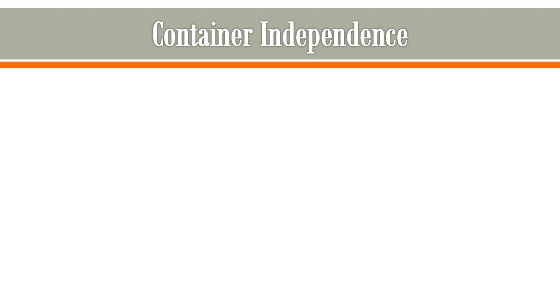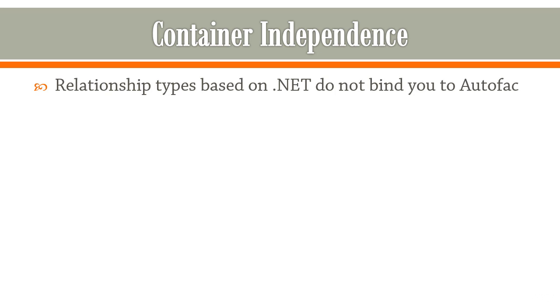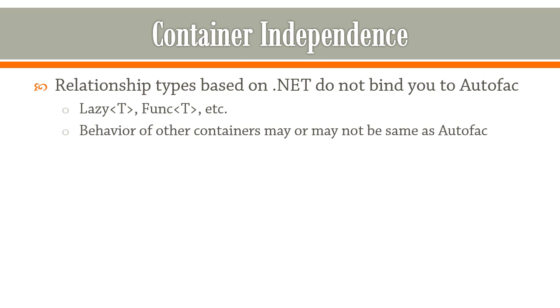All right, I just wanted to mention something with regards to container independence. I keep hammering this point in, and this is almost the last time that I'm going to mention it. The idea is that certain relationship types are based on .NET types, and they don't bind you to Autofac. So if you use things like Lazy<T> and Func<T>, then if you decide to abandon Autofac, for example, you can go ahead and use another container without too many changes, and you'll find that in some other containers the behavior is exactly the same, but it's not really guaranteed. But at least you're not going to have a problem of recompiling your code.